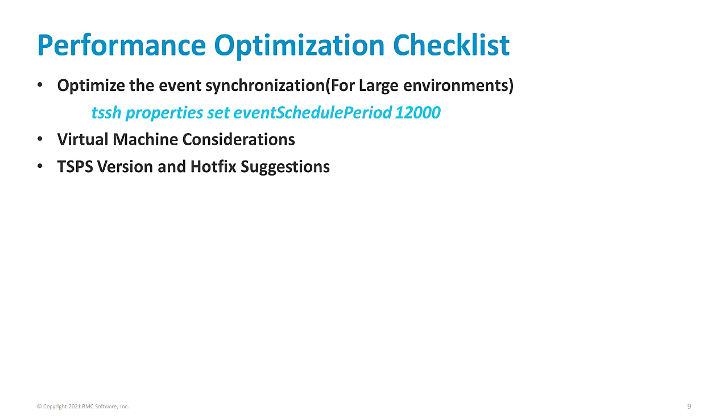When an event reaches TSPS, it gets pushed into a queue. That queue is polled based on the time that is configured for the event schedule period property, so that the bulk of the events will be processed at once and inserted into the Elasticsearch. The time period that we are configuring here is in milliseconds.